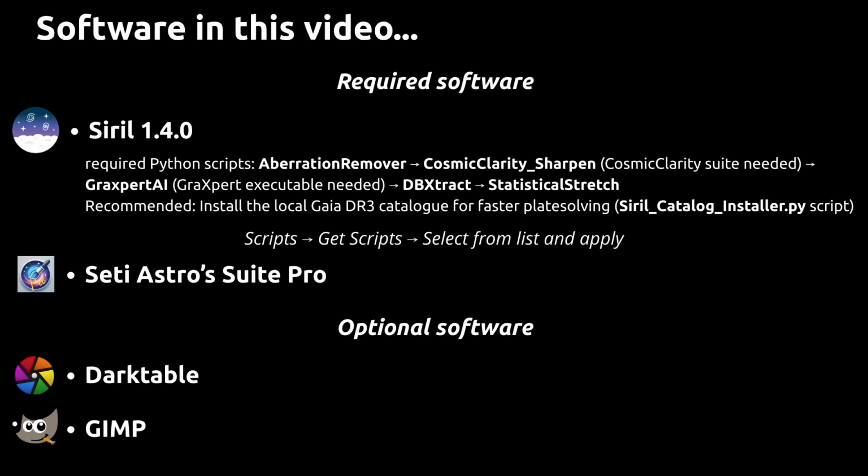Then we'll use SETI AstroSuite Pro, which is another important program. We'll use this program mainly for masks because Siril doesn't have them for now, but this may change in a future update. Then we have the optional software, like Darktable and GIMP. This is software that we'll use later in the process to apply final adjustments. All this software is free and open source and available on Linux, Windows and macOS.